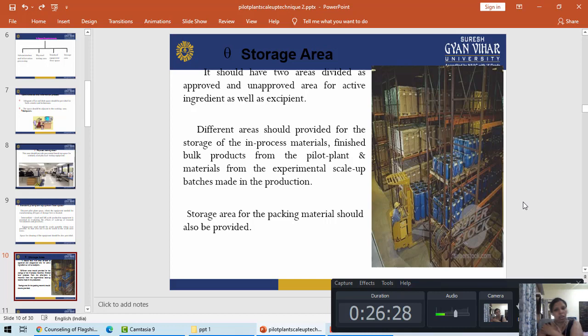storage area for this also. Okay, now after that this finished product, we require storage area after the packaging also, until the material leaves from our place, we have to store it. So we need storage area during the pilot plant, during the finished product, during the in process material, etc. Okay, so this area is very important.